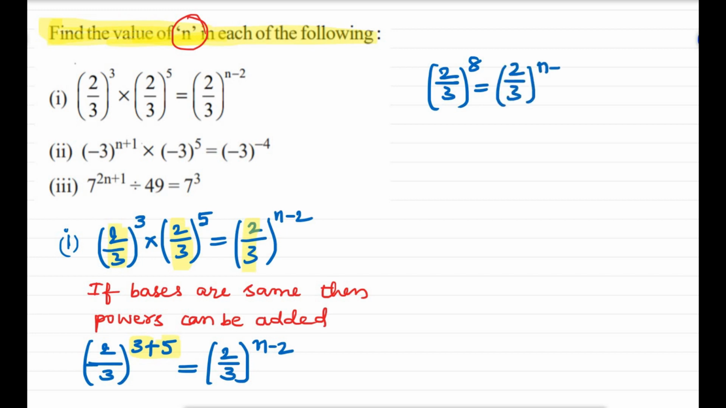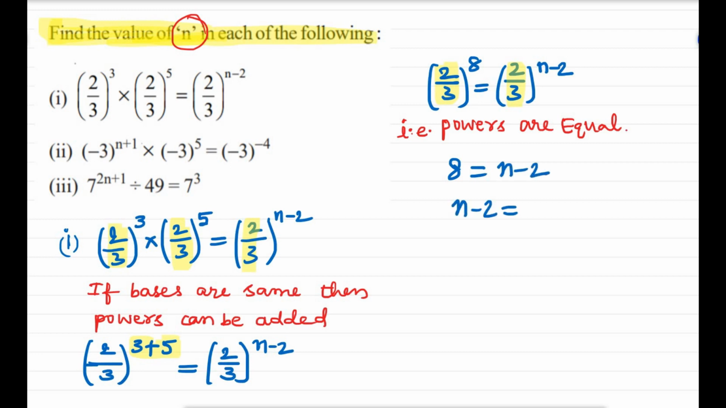In this step I am left with one value on the left side and one value on the right side. Again, if you observe, both have the same base. If two exponential expressions are equated and the bases are equal, then the powers can be equated. So the powers are equal. I write that as 8 is equal to n minus 2. So n minus 2 is equal to 8.